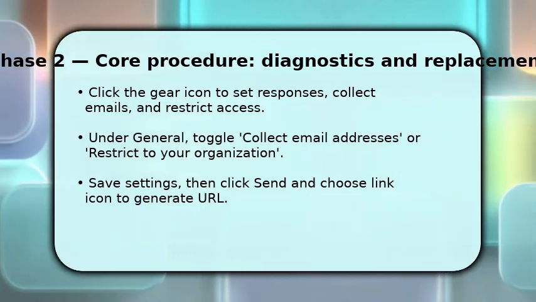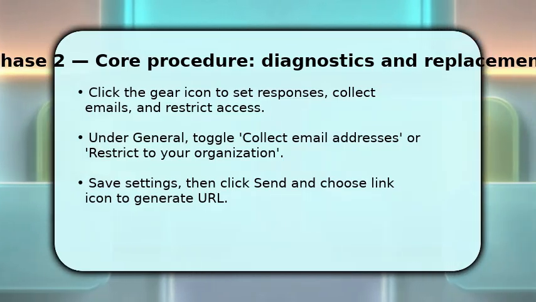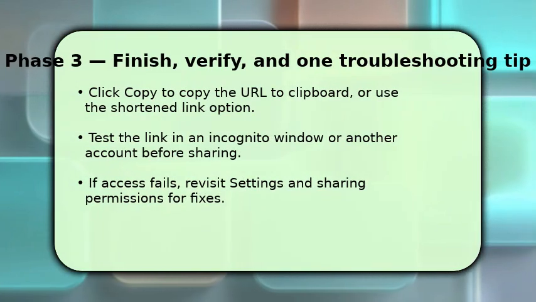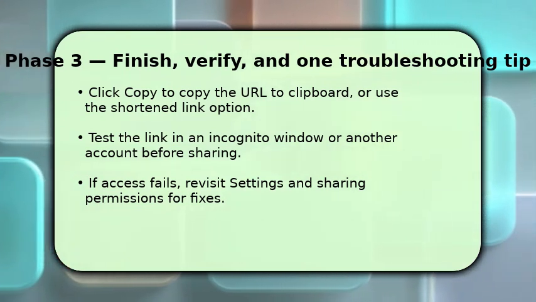Copy the URL shown after clicking the link icon. That is the direct Google form link you distribute. Once copied, test it in an incognito window or with a different account to confirm permissions and appearance.